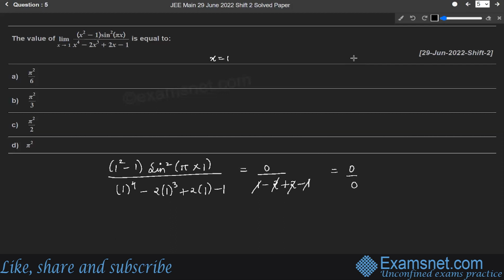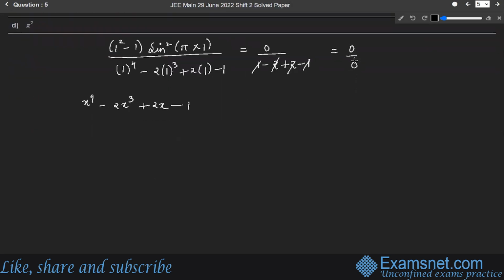So it will be 0 by 0 form. As we know that whenever we find a 0 by 0 form, then we have to use the L'Hospital's rule, right? Here also we can use the L'Hospital's rule. But before that, we have to see that in the denominator, we have the highest power x to the power 4. So if we use L'Hospital's rule here, then we have to differentiate so many times, right? So let us use some smart trick here. Let us simplify the denominator. What is the denominator? X to the power 4 minus 2x cube plus 2x minus 1. If we simplify this denominator, it will be a lot easy for us to solve this equation.